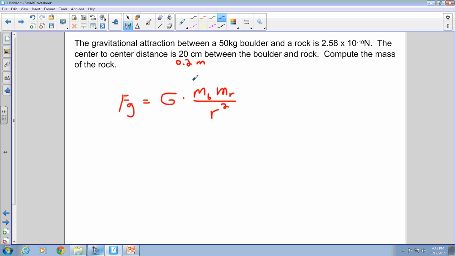So plugging in our numbers, force of gravity is 2.58 times 10 to the negative 10th, which is equal to, plugging in 6.67 times 10, I'm sorry, this should be 10 to the negative 11th. Gravitational constant is 6.67 times 10 to the negative 11th, times, you've got a 50 kilogram boulder, and the mass of the rock is unknown, over the radius, which is 0.2 squared.